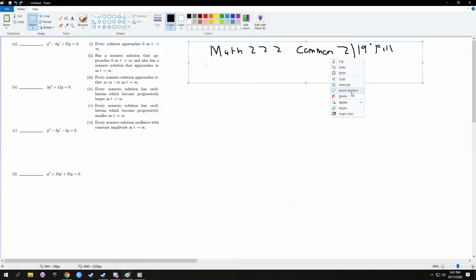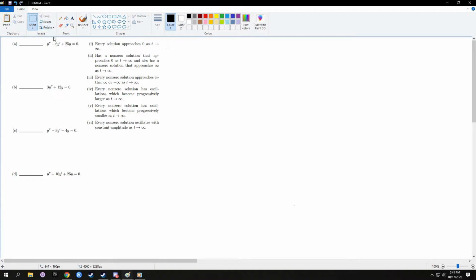Alright, let's get started. The first problem wants you to find the general solutions of each of these and match these expressions with them. So let me do the first one. This is y double prime minus 6y prime plus 25y equals 0. This is a homogeneous equation, so it's very straightforward. I can change this to r squared minus 6r plus 25 equals 0.